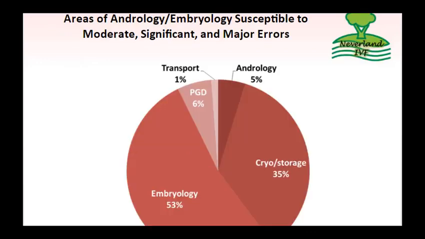Embryology procedures made up the greatest percentage of moderate and significant errors. The procedure most prone to errors was cryopreservation, which represented 35% of the moderate and higher errors. Some of the embryology errors were related to pipette handling and sample handling.